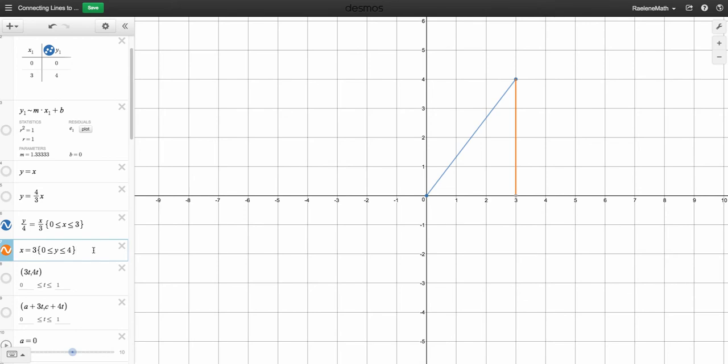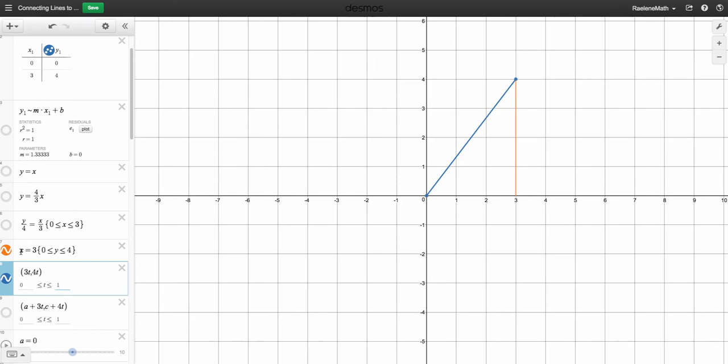We can also write this restricted graph not using the blue equation, but we could write it in parametric form where the x-coordinate is given by 3t and the y-coordinate is given by 4t. So the x and the y are both functions of time. And in this particular case, we've chosen the time values to go from 0 to 1.